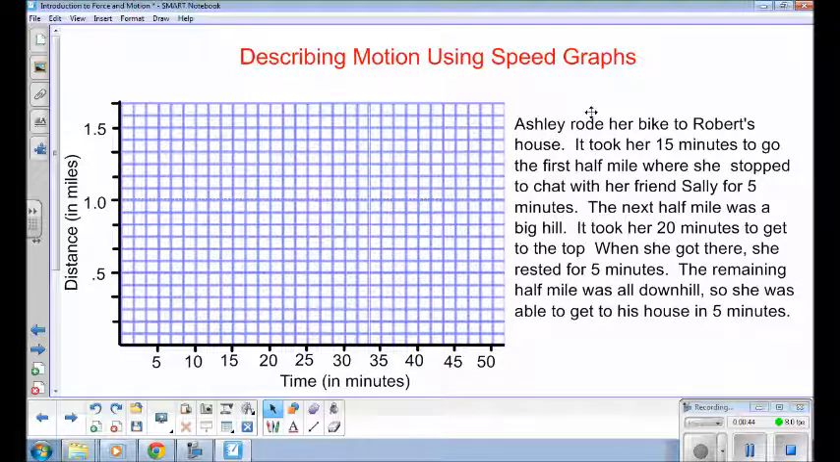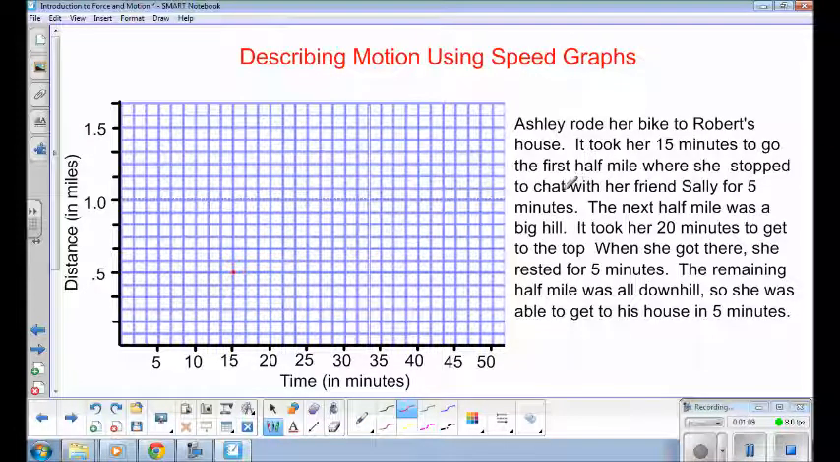So let's just take a look at the word problem itself, and we can put some points on the graph that will represent all of the things that Ashley did on her way to Robert's house. First of all, it took her 15 minutes to go the first half mile. So here I am on the x-axis. I'm going to look for 15 minutes, and then I'm going to move up, and I'm just going to put a dot right at a half a mile.